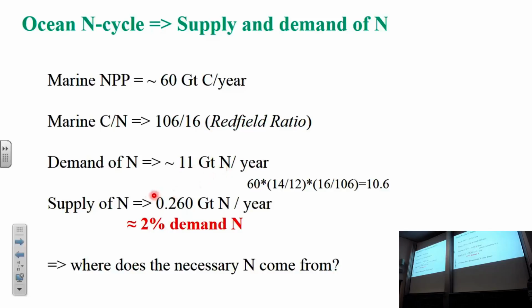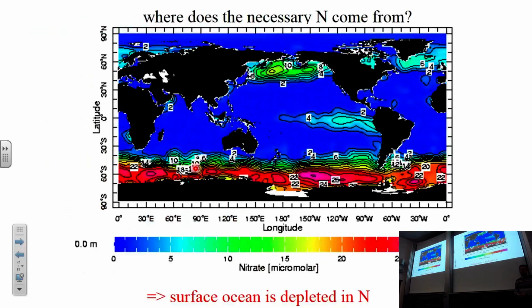Okay. Now, the supply is only this 260 teragrams, or 0.26 gigatons. So we don't have enough. This number is a lot smaller than this number. So the nitrogen must come from somewhere. If we look at the surface of the ocean, most of it is this blue color, which is basically no nitrate available. Yet life is going on in quite a lot of these regions. So where's it coming from?